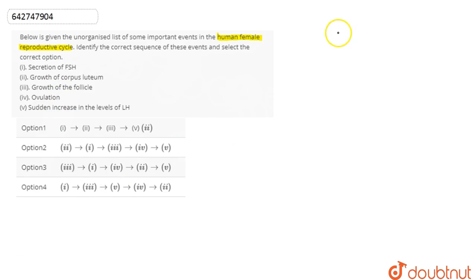So basically, the human female reproductive cycle is a 28 days sexual cycle that occurs in the females, and it involves 4 phases. The very first phase is the menstrual phase, during which menstruation occurs. During this phase, the endometrial lining of the uterus sheds.